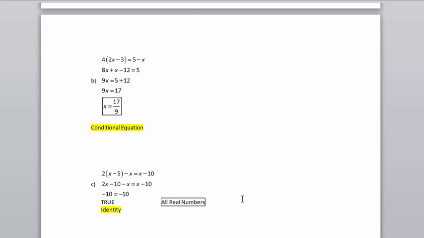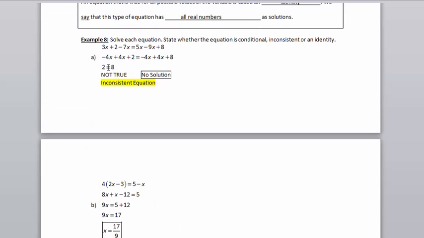So once again, let's compare these. If I get x as an answer, I get a number for x. I've got a conditional equation and my answer is just the number. If I get something where the variables completely eliminate, it depends on whether or not the statement is true or false, what my answer is going to be. If it's true, because the equation is an identity, the answer is all real numbers. Or if it's false, it's not true that 2 is equal to 8, then the answer to that would be no solution.